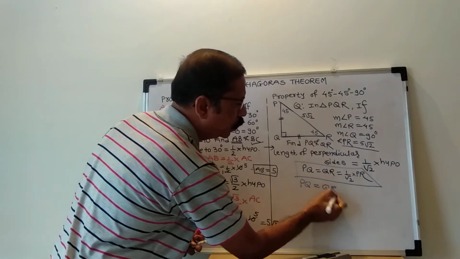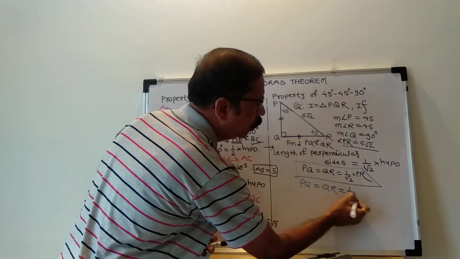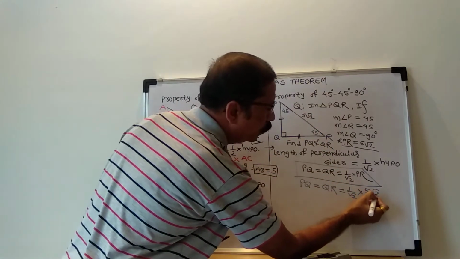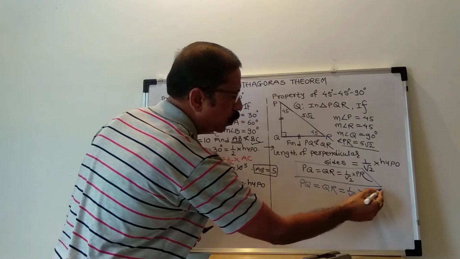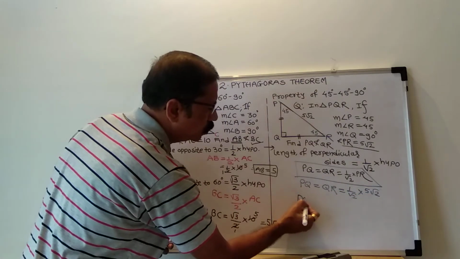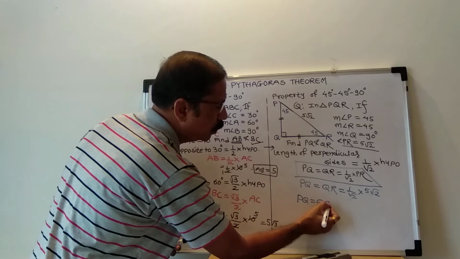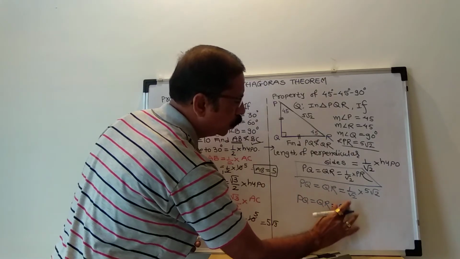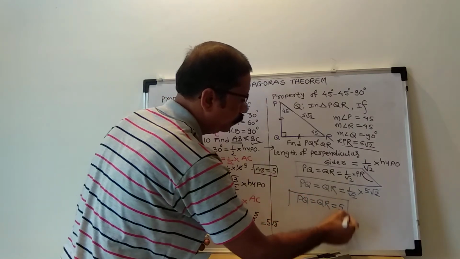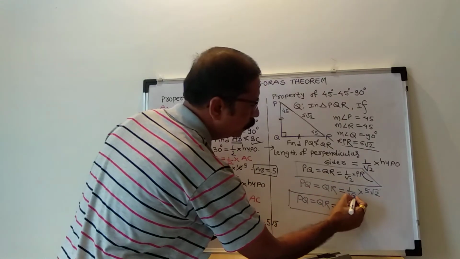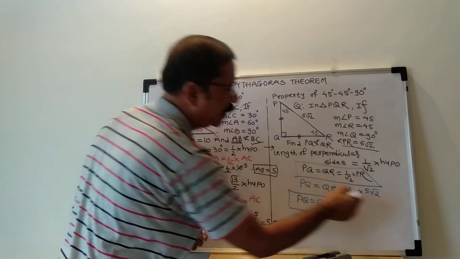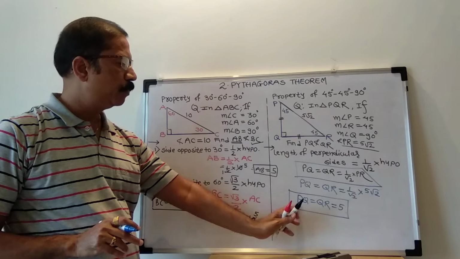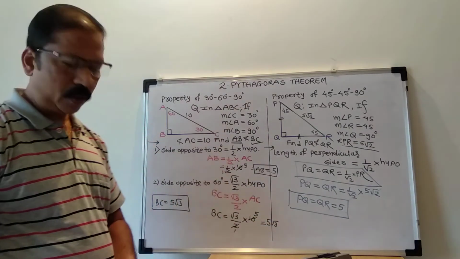PQ is equal to QR is equal to 1 upon root 2 times PR. PR is 5 root 2. Here root 2 and root 2 get cancelled. So the answer is PQ is equal to QR is equal to 5. So this is the answer. Find PQ and QR: PQ and QR is equal to 5.